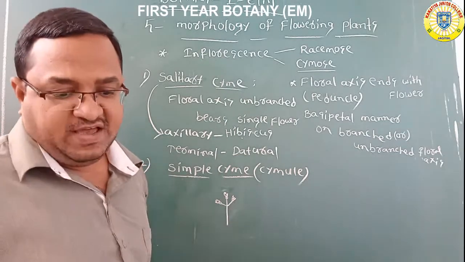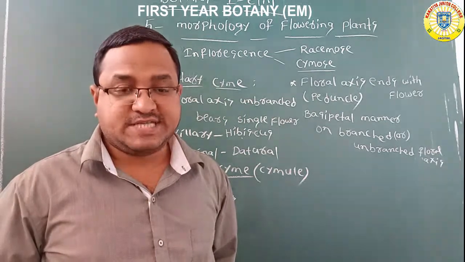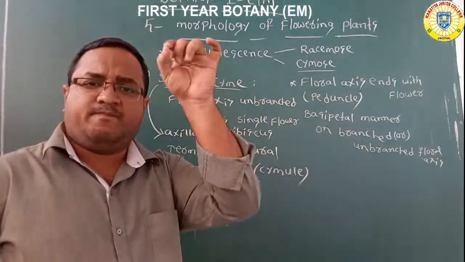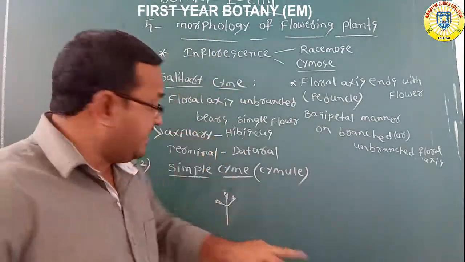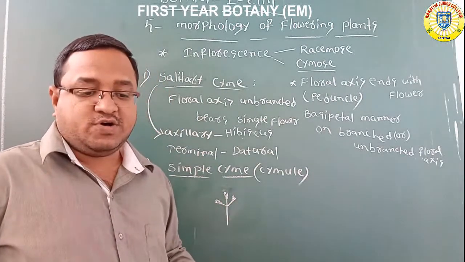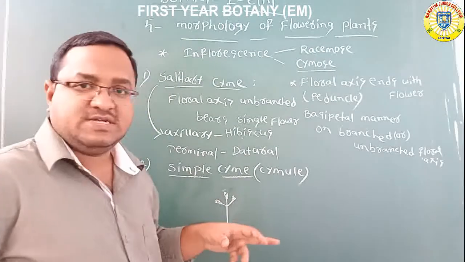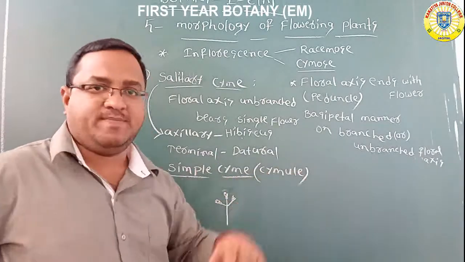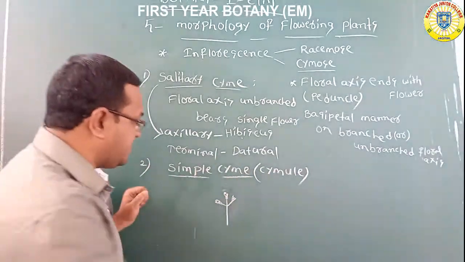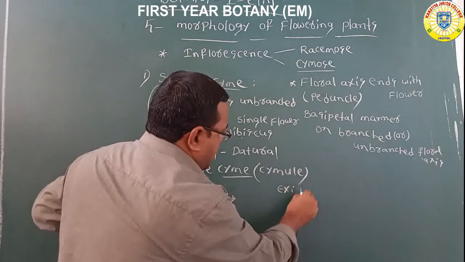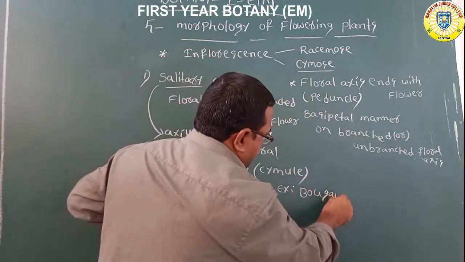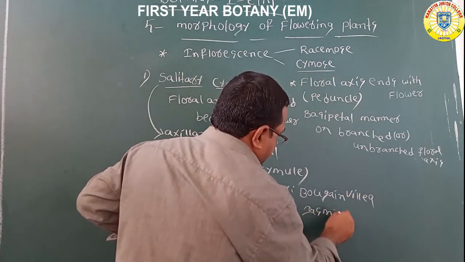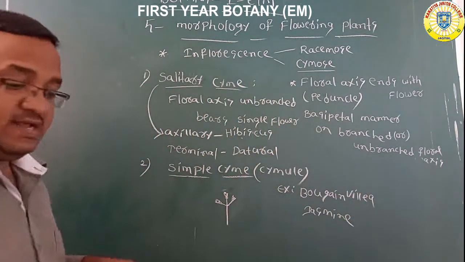Okay, so three flowered cymose inflorescence. Actually, what is cymose inflorescence? The floral axis ends with a flower, but here three flowers are there. So a three flowered cymose inflorescence is called simple cyme, that is also called cymule. Best examples are bougainvillea and jasmine. Okay, this is about the simple cyme or cymule.